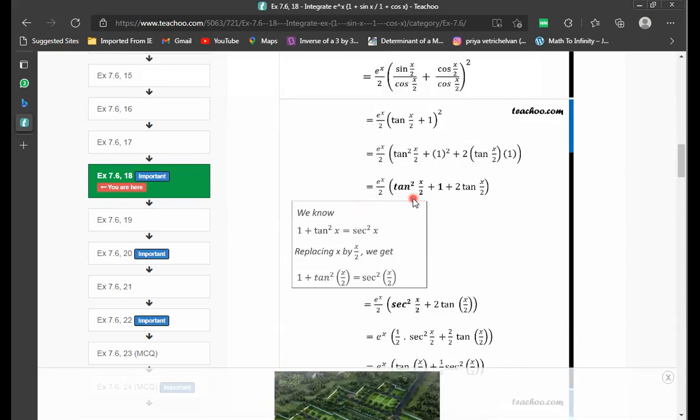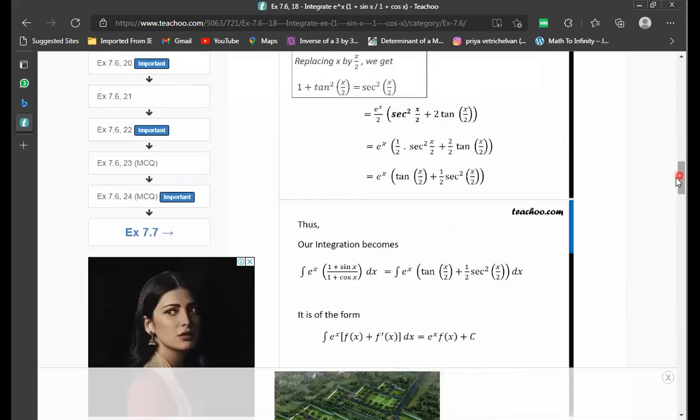So just express it in the form of secant square minus 1. It will become secant square x by 2 minus 1. You have plus 1 here. Plus 1 and minus 1 will cancel out each other. You will be left with secant square x by 2. Clear? So now you do the integration.